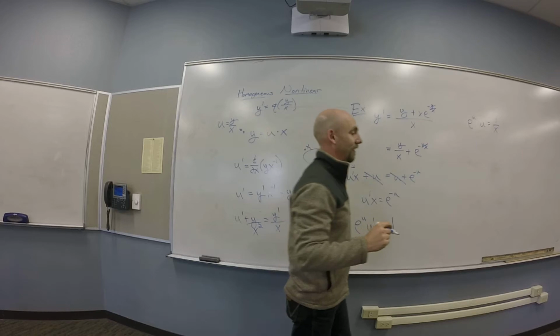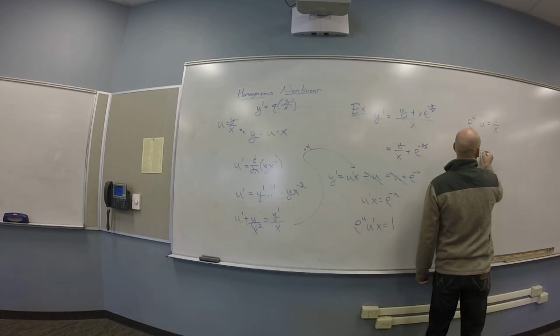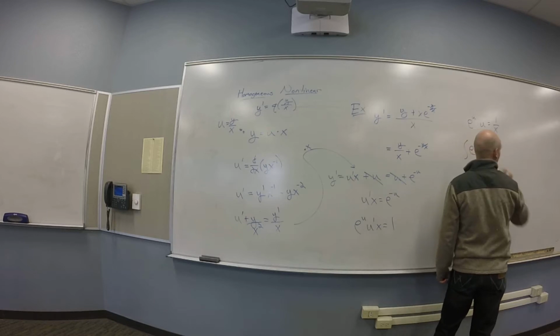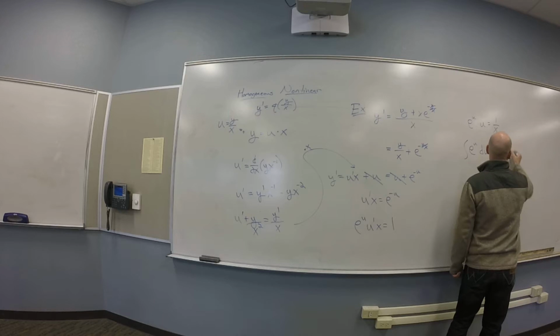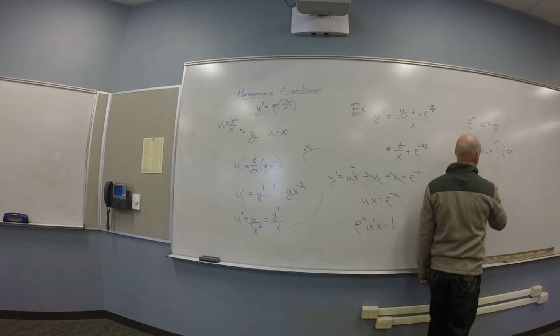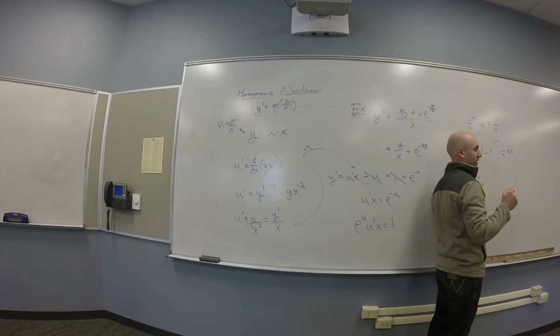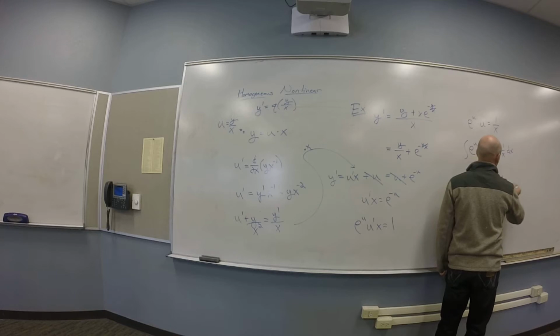Well, separation of variables. Yeah, so this is separation of variables, right? So you get the integral of e to the u du is the integral of 1 over x dx. And so you get e to the u is the natural log of the absolute value of x plus a constant.